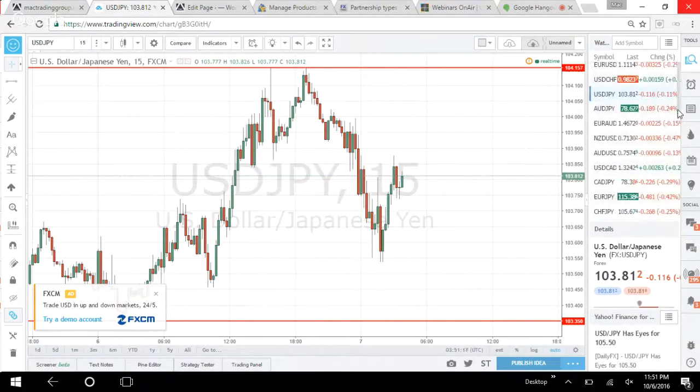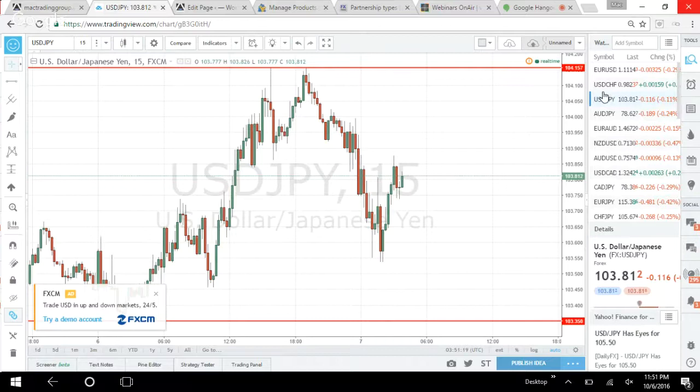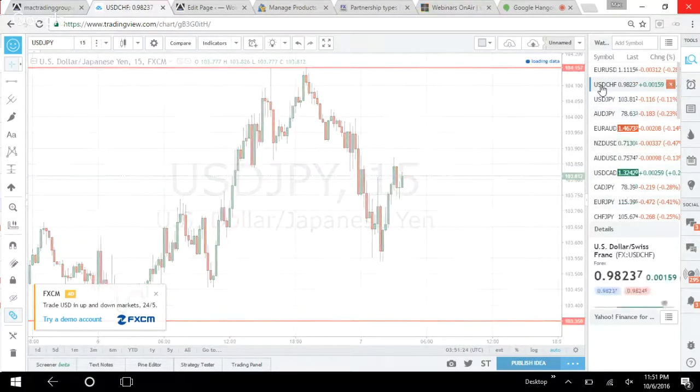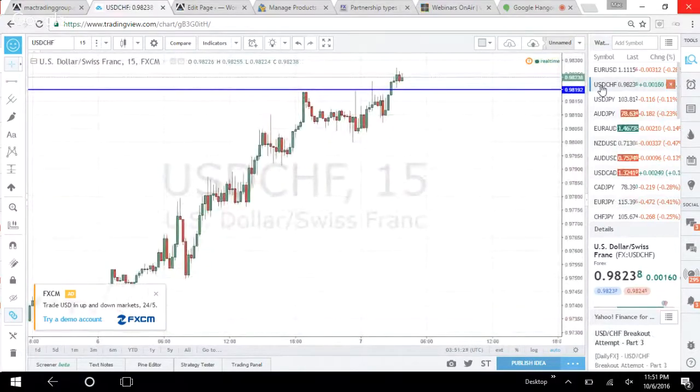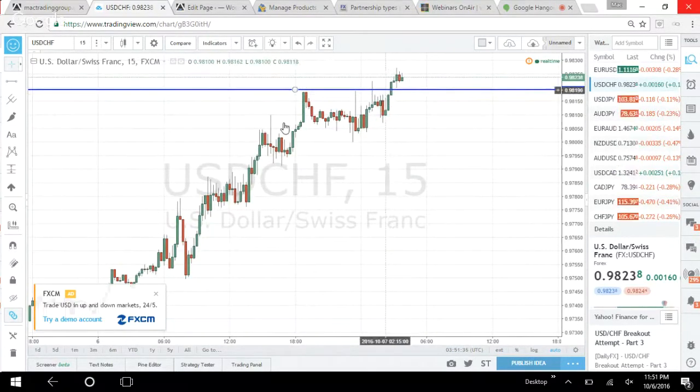Let's look at USD CHF real quick. I almost forgot about it. I was checking this out earlier. All right, it broke. It was sitting at a resistance area up here. It recently broke, retested it, went back up a little bit. All right, so USD pairs, this is what we are hoping to be strong tomorrow.